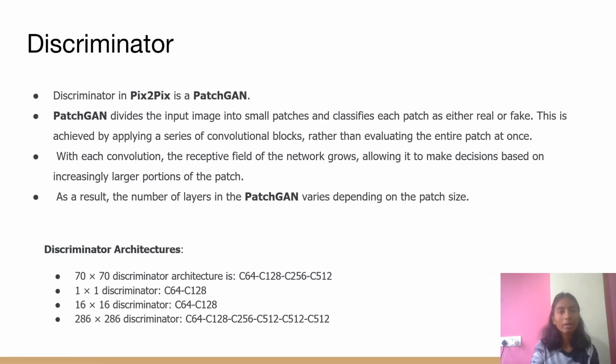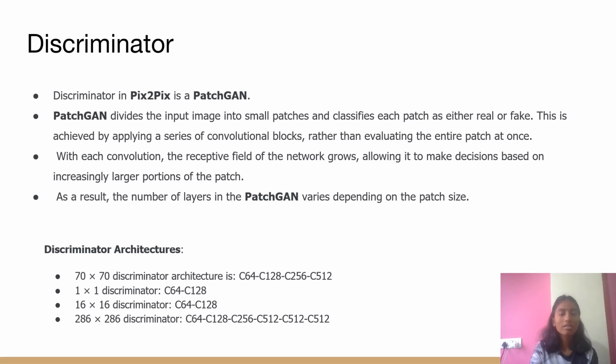Now coming to the next part, which is the discriminator. The discriminator in Pix2Pix is a PatchGAN, a specialized type of discriminator which focuses on classifying image patches rather than the entire image. Patch-based evaluation means that instead of judging the entire image as real or fake, PatchGAN divides it into smaller patches. Each patch is classified as real or fake, providing localized feedback to the generator.